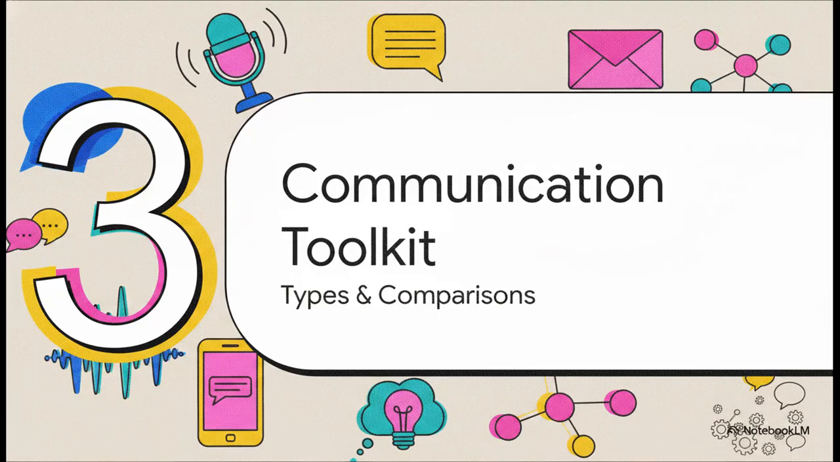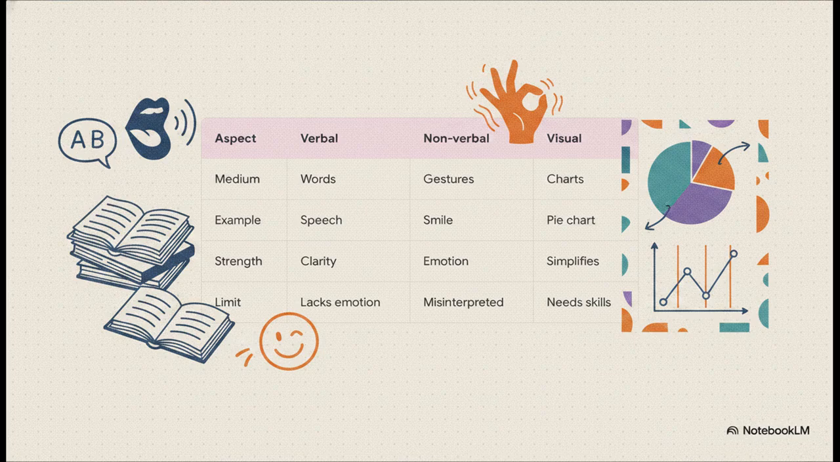Without that critical feedback loop to ensure mutual understanding, you're just transmitting, not communicating. That brings us to Section 3, your communication toolkit. Types and comparisons. Let's look at the different tools we have at our disposal to encode our messages. Now, what's really interesting about this slide is how we balance these exact options. Look at the strengths and limitations.